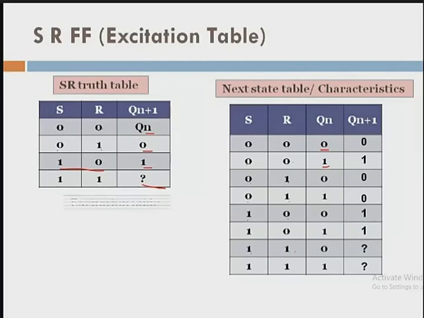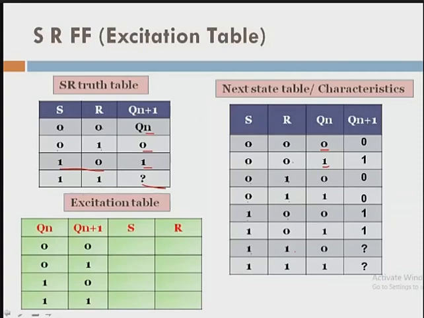Now the last step is the excitation table. So how to design the excitation table? What is the requirement as an input? What are we considering in the excitation table? We are considering the Qn and Qn plus 1. Qn is nothing but your present state, and Qn plus 1 is nothing but your next state. So if there are two inputs, the total combinations are 4: 0 0, 0 1, 1 0 and 1 1.